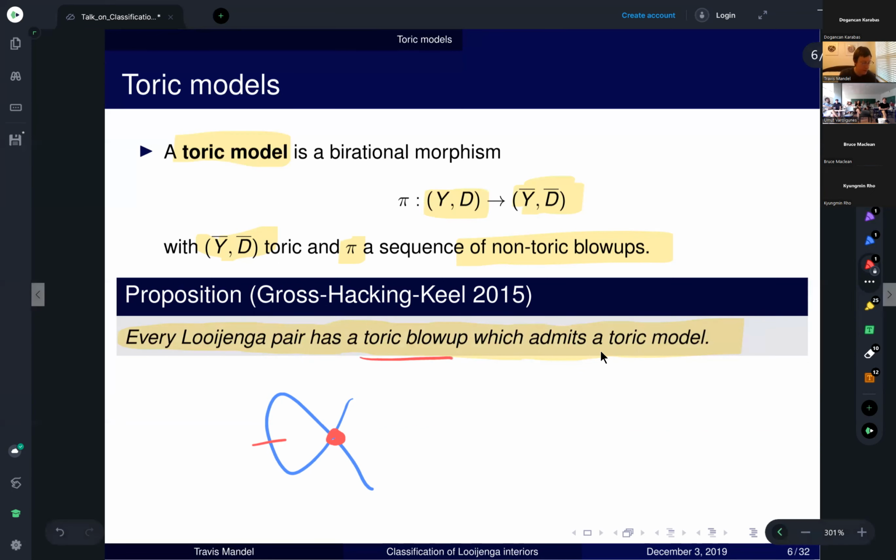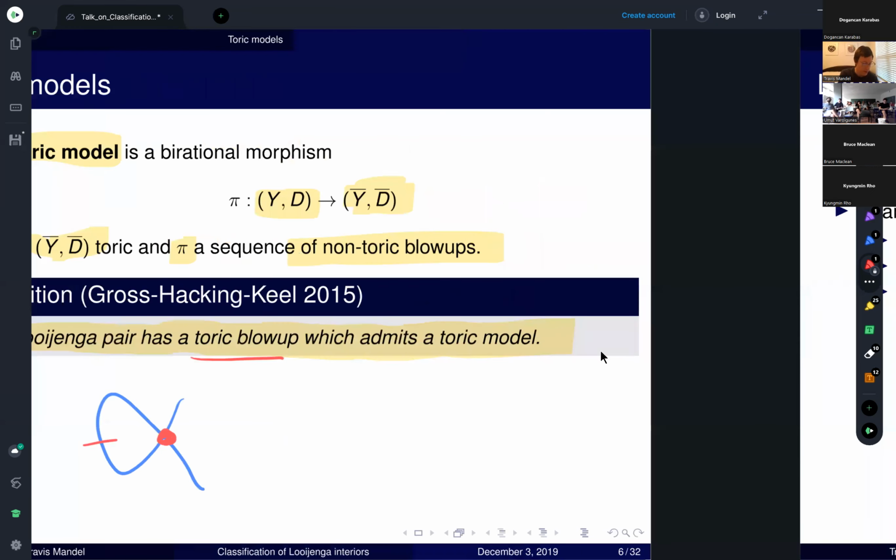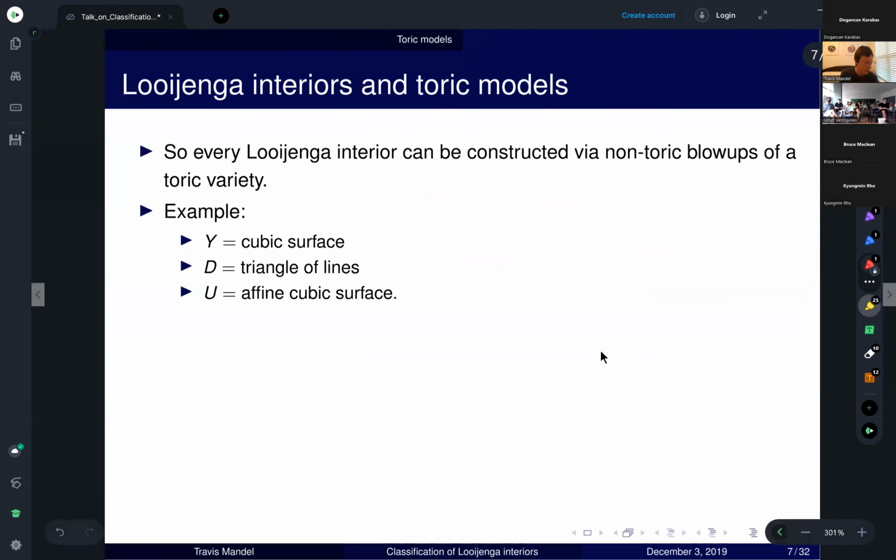And the fact that you have to take toric blowups first, that's not a big deal because for this talk, at least, we're mainly interested in the interior, the Looijenga interior, and these toric blowups don't affect the interior. So the upshot then is that you can get every Looijenga interior by doing non-toric blowups of toric varieties. So this says, every Looijenga interior can be constructed, as I said, via non-toric blowups of toric varieties.